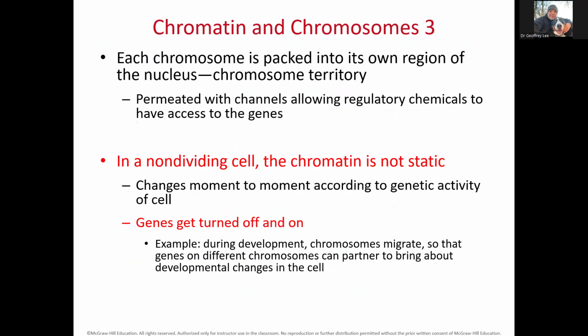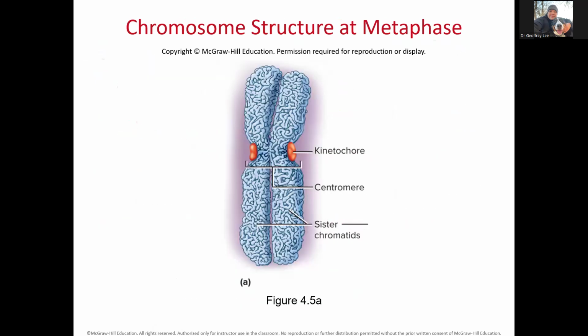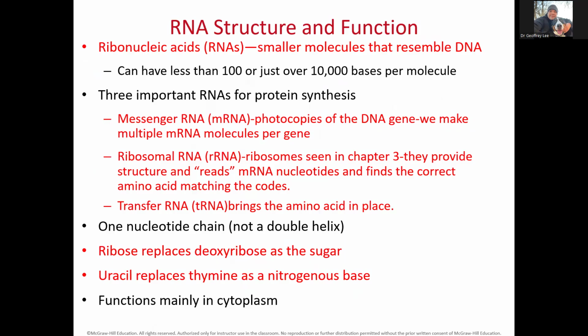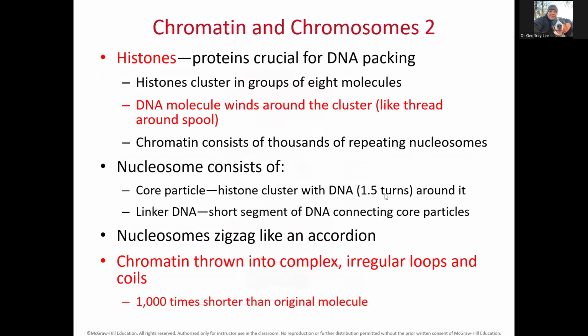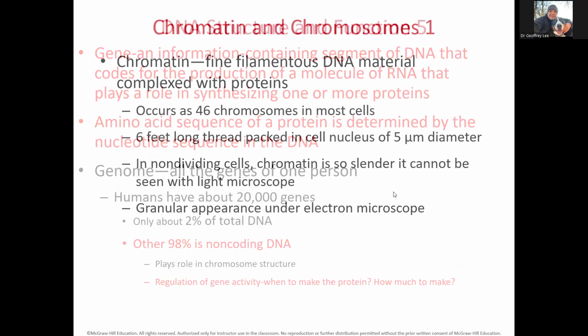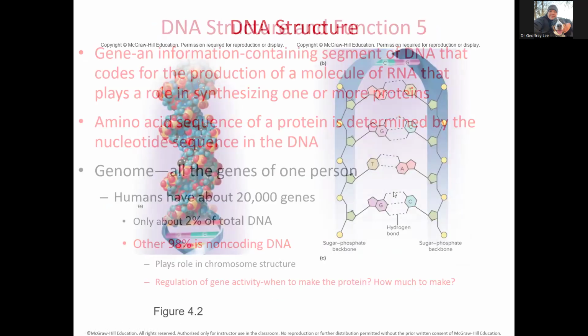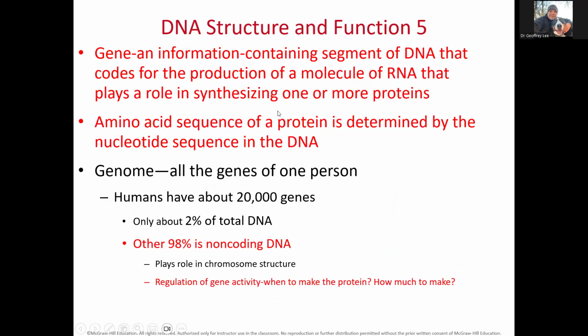So we'll finish this up right here about chromosomes and chromatin, and then we'll stop before we go into too much detail about protein synthesis. So let's just finish this up. All right. Again, what is a gene? A gene is an information-containing segment of DNA that codes for the production of RNA that plays a role in synthesizing one or more proteins.